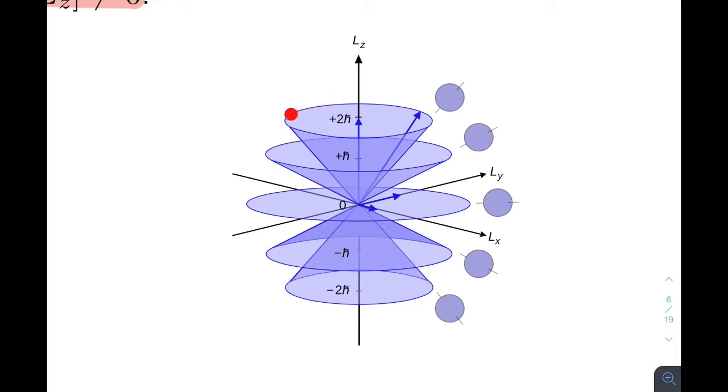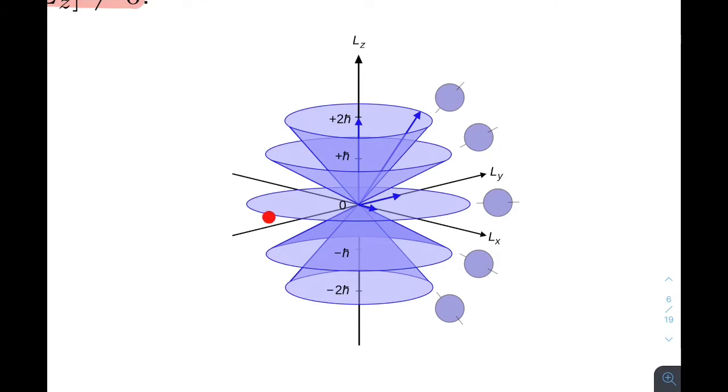In this top cone, the Z component is 2 ħ and the magnitude should be under root 6 ħ. Lx and Ly components are not known. In this lower cone, the Z component has reduced to 1 ħ and the magnitude remains the same.